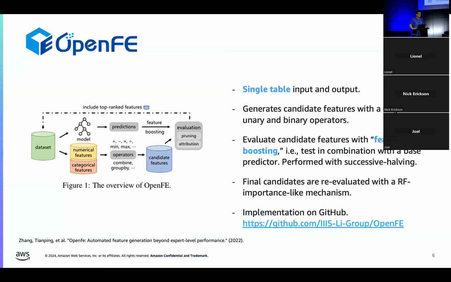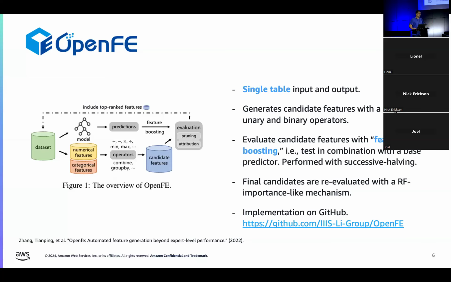And they do this with something they call feature boosting, which is they don't add the feature to the existing set of features at every pass. They rather add the feature to the outputs of a base predictor and try to see if they can improve the predictions like that. After narrowing down the candidate features, they evaluate these features again with a random forest feature importance type mechanism and output what comes out. There's a very good mature implementation in the given link if you are interested in this.